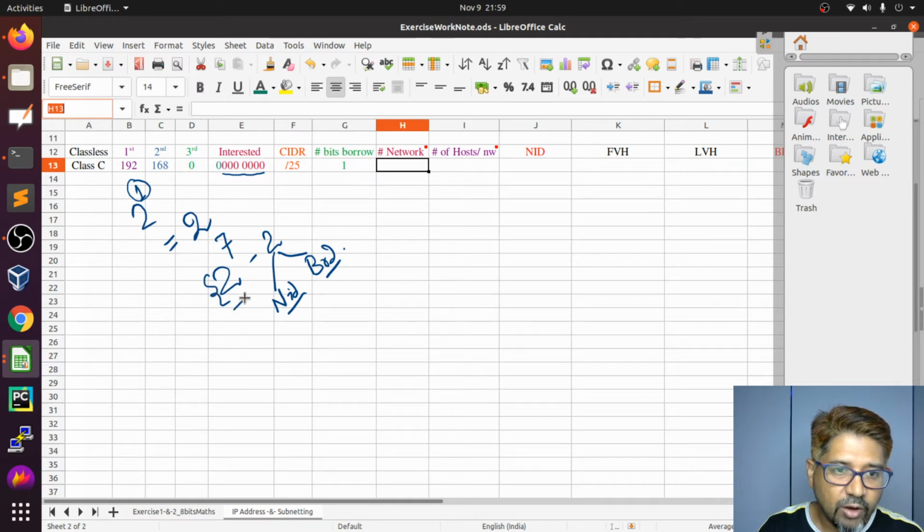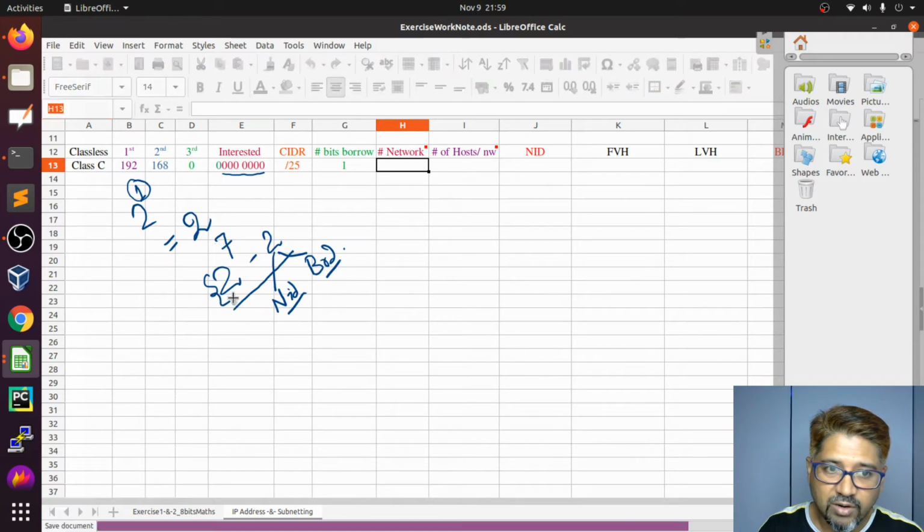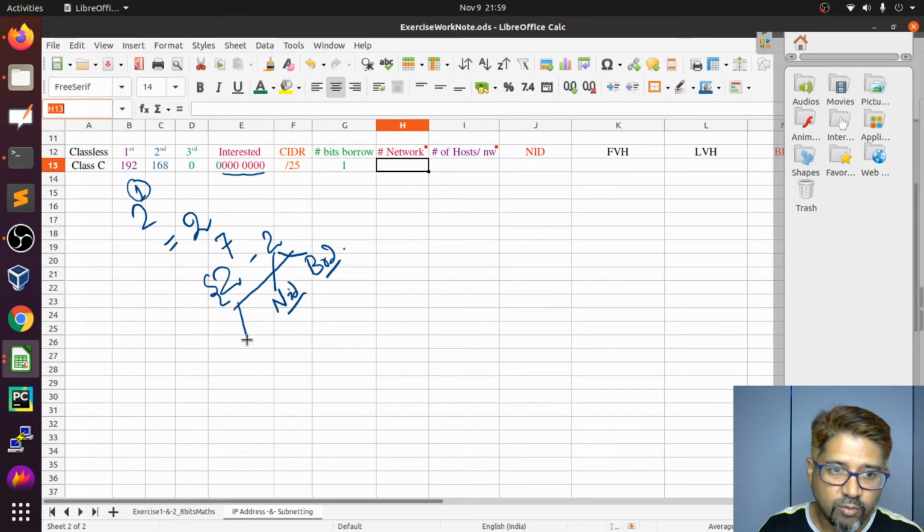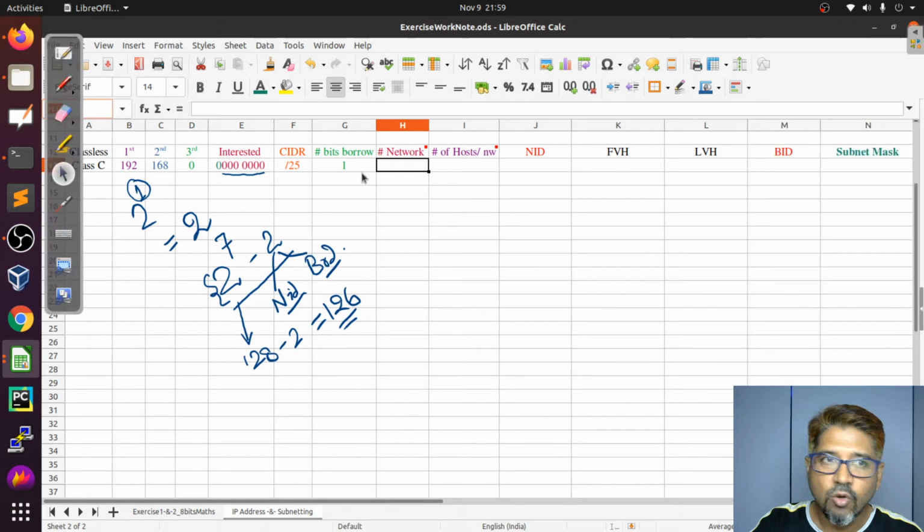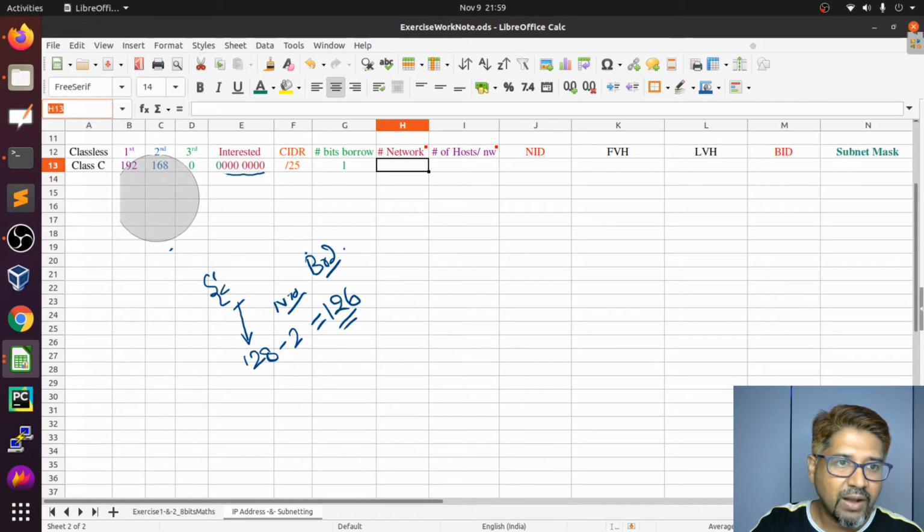So what will be the total value? 2 to the power 7. If you remember from the table, we have a standard calculation for 2 to the power 7. It gives you 128. 128 minus 2 will be 126 valid hosts left in that network. We have 2 separate networks, and each network contains 126 valid hosts.